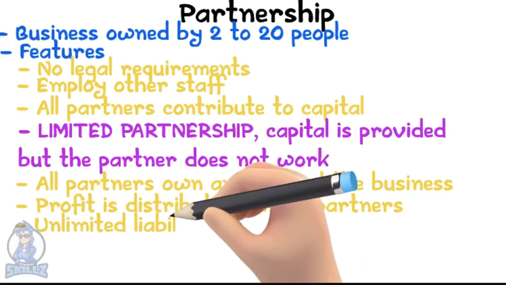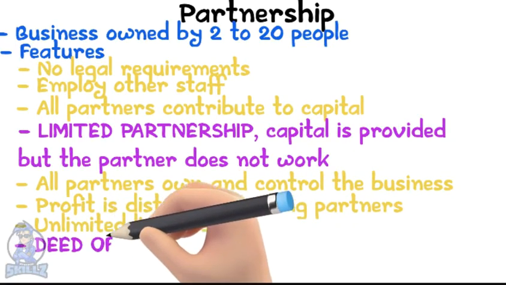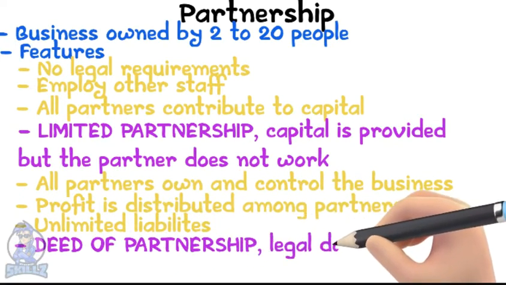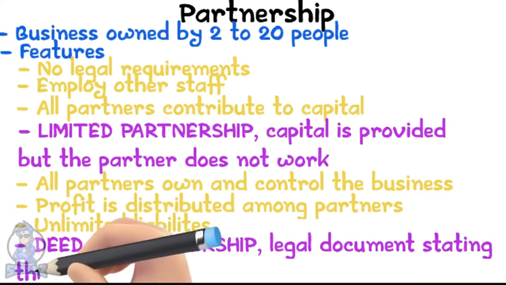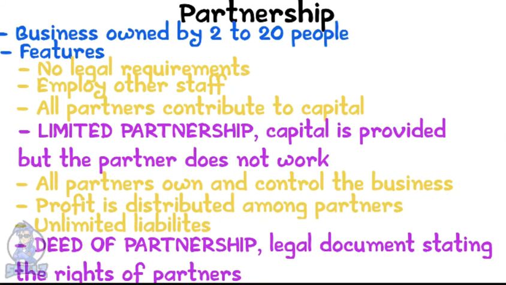Unlimited liabilities. And a deed of partnership is formed. A deed of partnership is a legal document that states the rights of the partners. It states how much capital each partner gave, how profits are shared, and how to terminate a partnership.